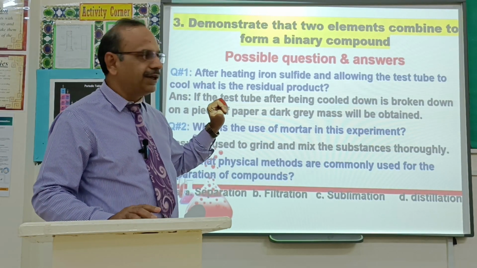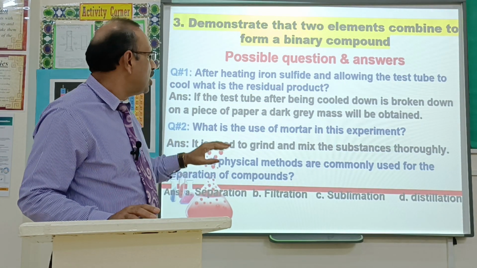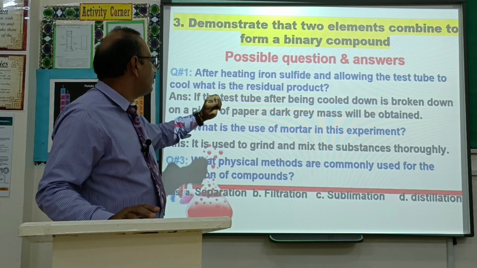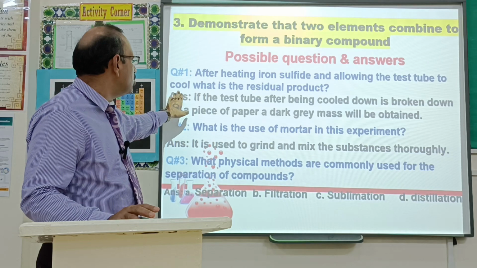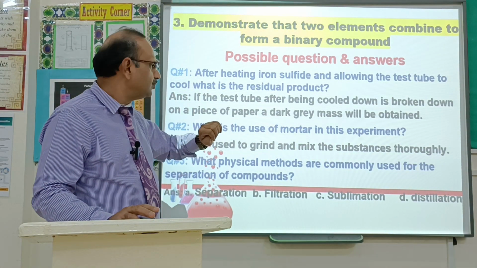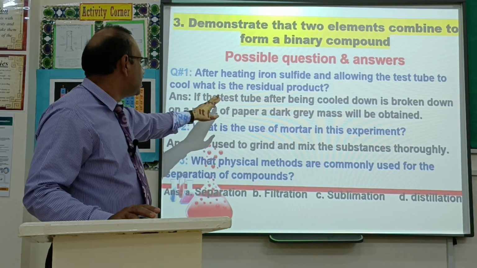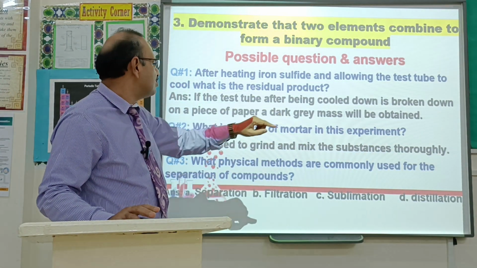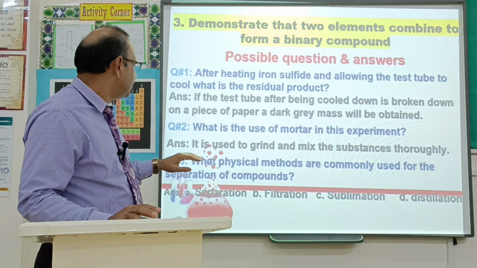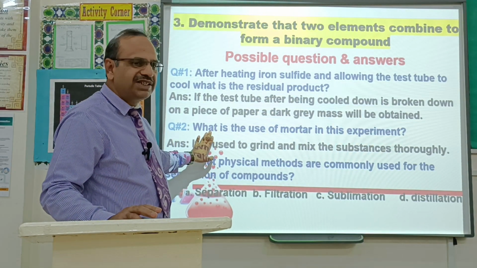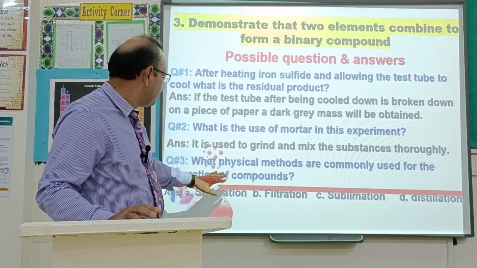Then experiment number 3, it demonstrates that the two elements combine to form a binary compound. Possible question can be here, like after heating the iron sulfide and allowing the test tube to cool, what is the residual product? So residual product will be iron sulfide. If the test tube after being cooled down is broken down on a piece of paper, a dark gray mass will be obtained. What is the use of mortar in this experiment? So it is used to grind and mix the substances thoroughly.